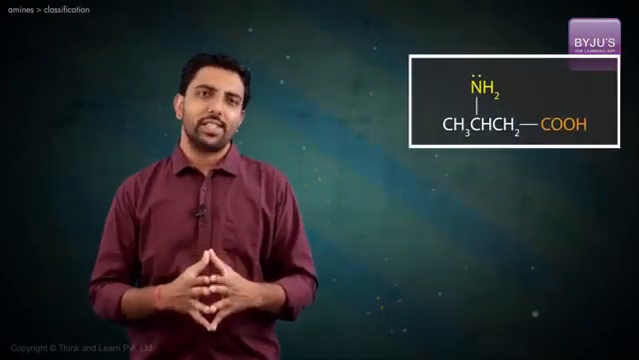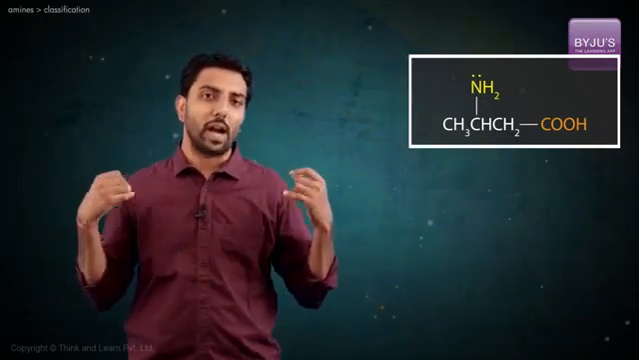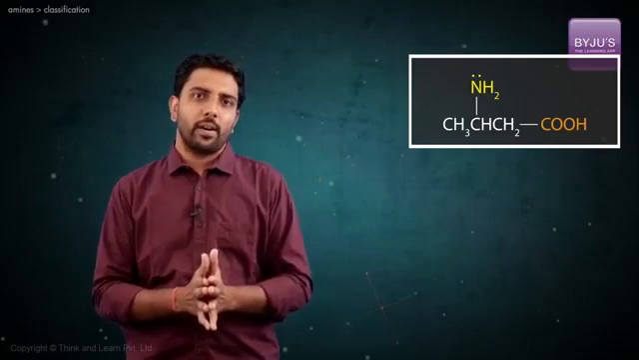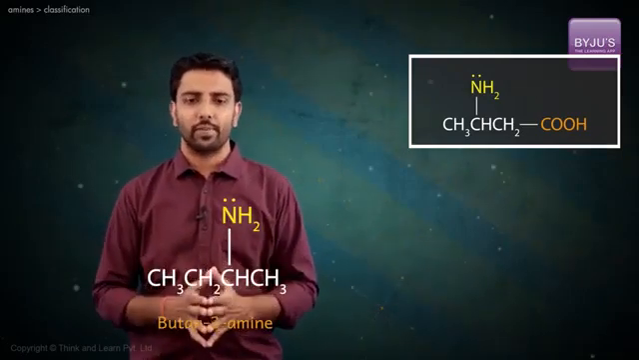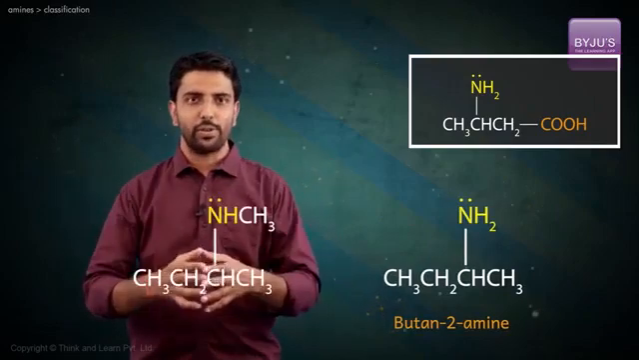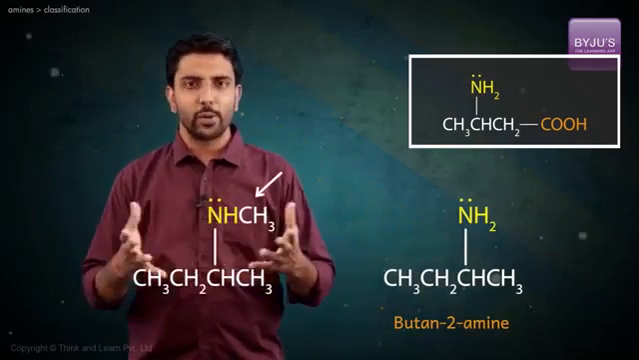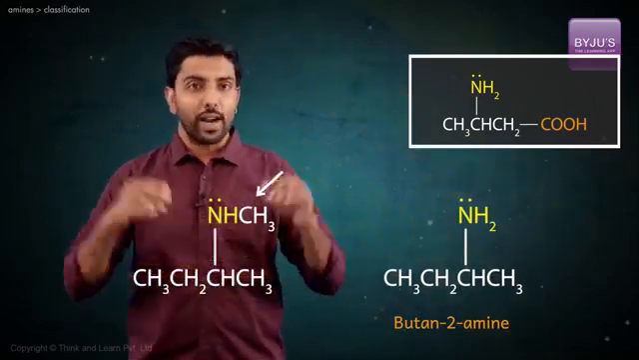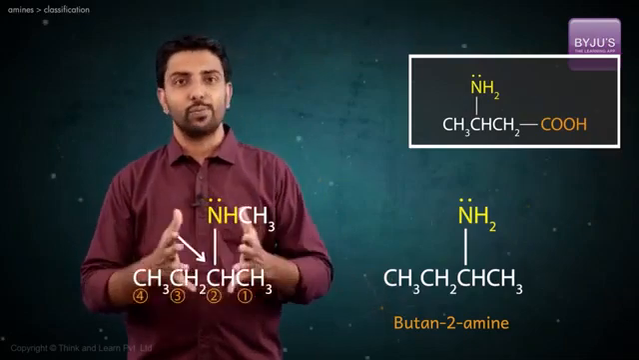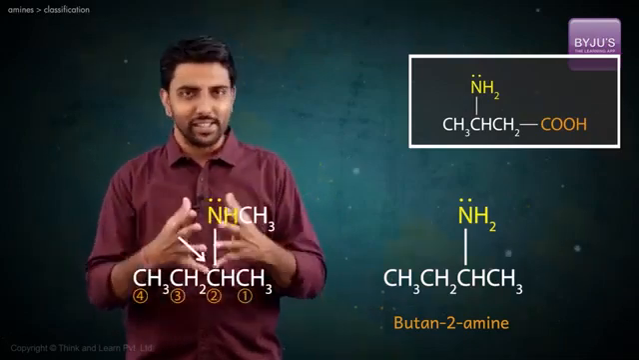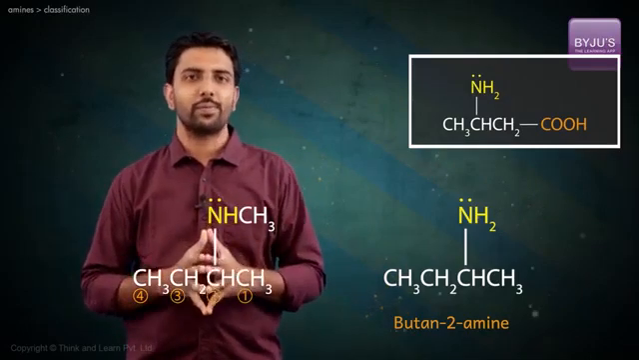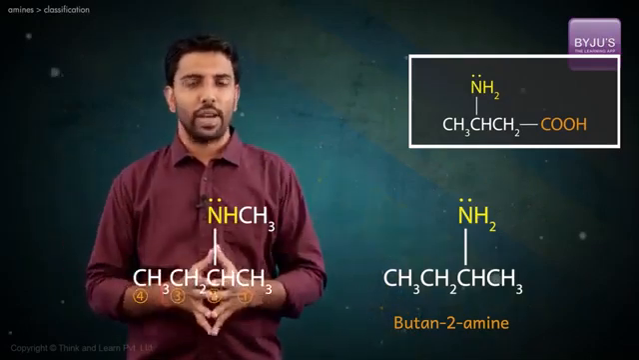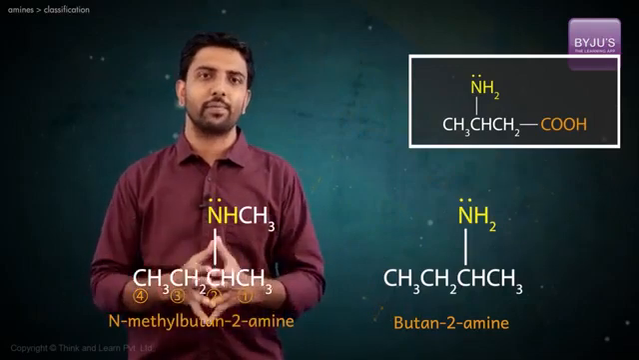With some more examples, let us try and figure out the IUPAC name of some amines as well. This one is pretty easy, isn't it? This is called butan-2-amine. What about this compound? There is an N-substituted methyl group and the amine is on carbon number 2. So butan-2-amine makes sense, but then how do we signify where the methyl group is? So we name this compound N-methyl butan-2-amine.